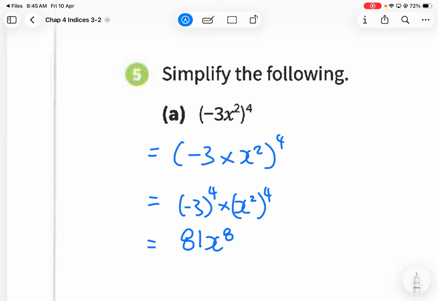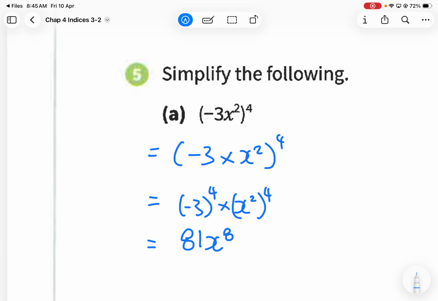Leila, this one must be 81 because they say simplify. They never say leave in index. So it must be 81. Positive 9 times positive 9.